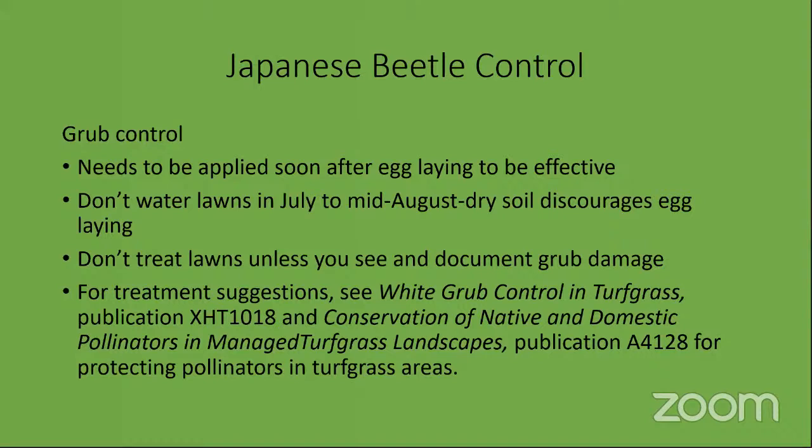If you wait too long in the fall to apply the grub control, the beetles have started to go down into the lower areas in the lawn, down into the soil, and so it won't be effective either. Another way you can tell if you have grubs is you may have skunks and that sort of thing digging up your lawn to get at the grubs. That's probably a better indicator that you have grubs, and at that point you may want to be treating the grubs.